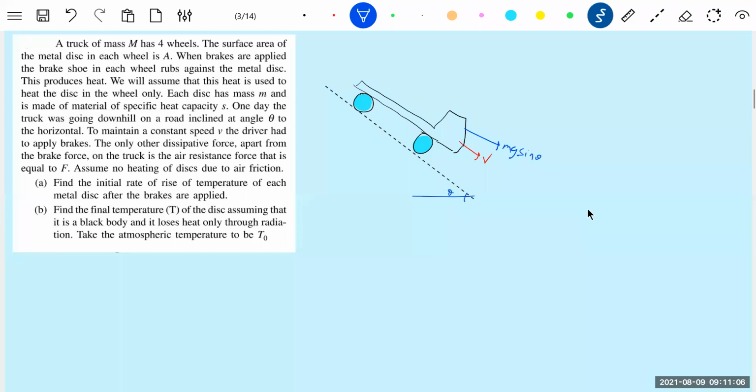I think we should really go back to a little bit of rotational mechanics here. The only other dissipative force apart from the brake force on the truck is the air resistance force that is equal to F. Okay, fine. Air resistance is a dissipative force, that is okay. Then, what about the sliding or rolling? What should be the state of the truck?